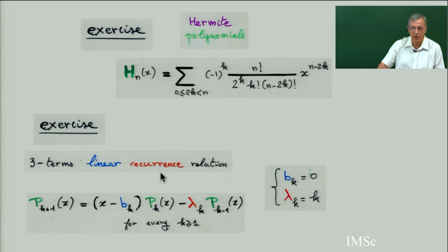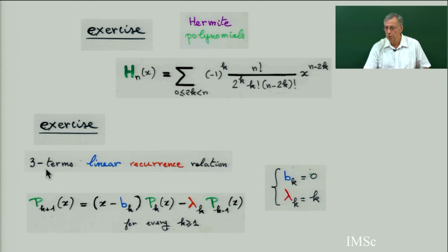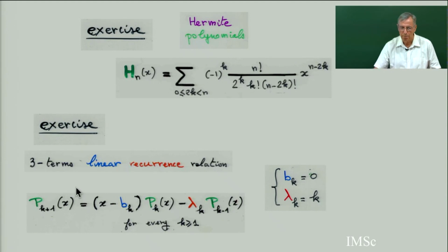And the second exercise: give a proof that this matching polynomial of a graph, this Hermite polynomial, satisfies this three-term relation. This is a general three-term relation for orthogonal polynomials. So the Hermite Hn satisfies this relation with b_k equals 0 and lambda_k equals k.